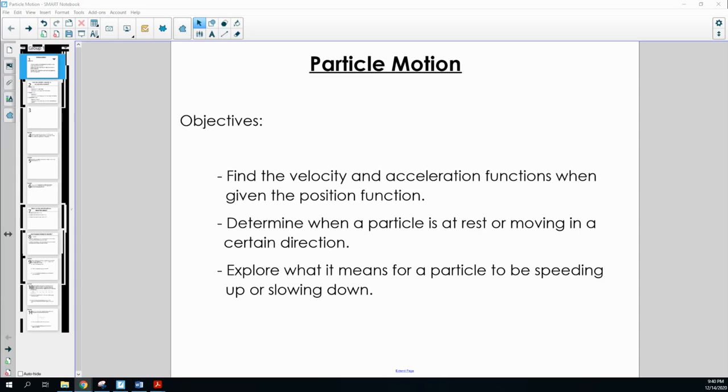In this lesson, we're going to explore the applications of derivatives in terms of particle motion. So we're going to be looking at the velocity and the acceleration when given a position function. We're also going to look at how to figure out when a particle is at rest or moving in a certain direction, whether left or right. And then we're going to explore what it means for a particle to be speeding up or slowing down.